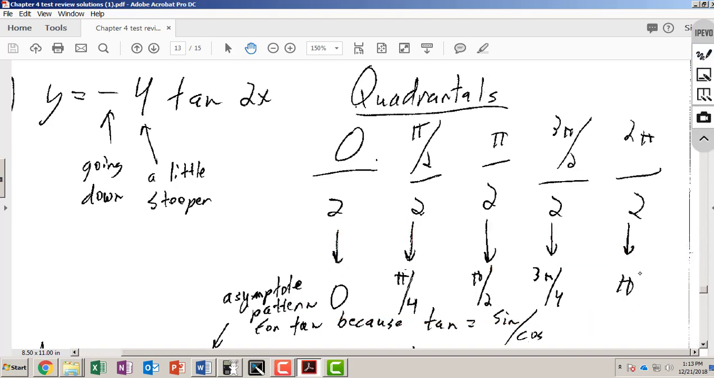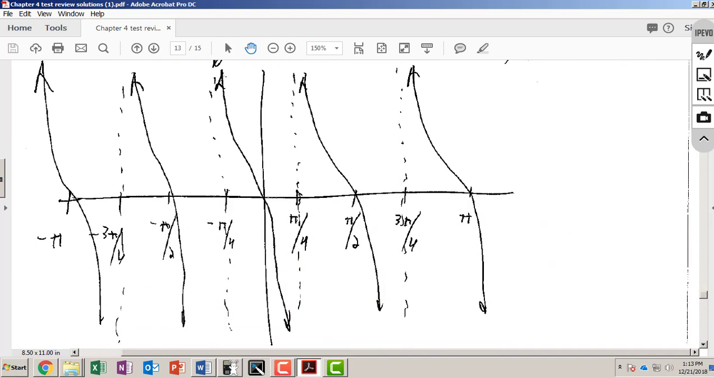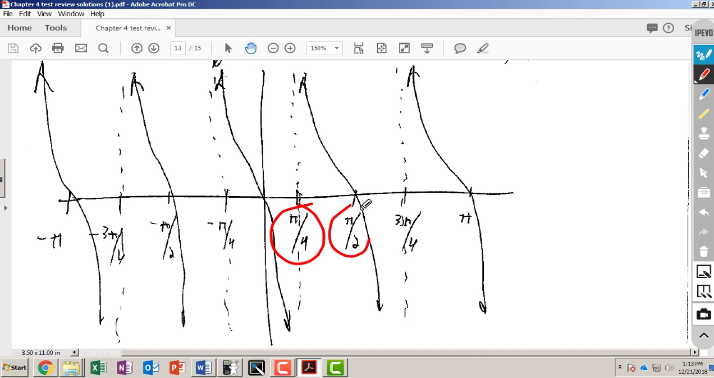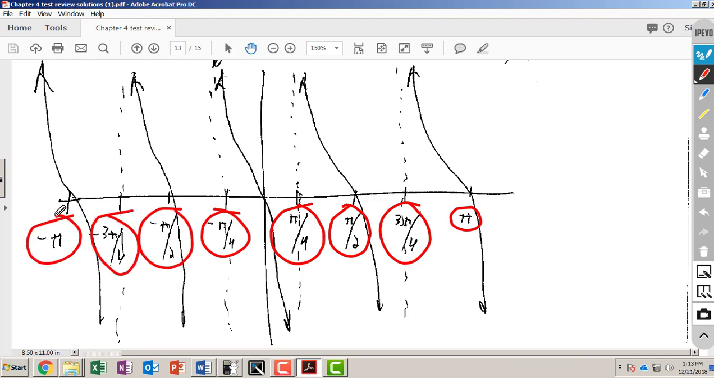So I go ahead and make my graph. Notice on my graph, here are my main points again: pi over 4, pi over 2, 3 pi over 4, and pi. And I put them in as negatives too: negative pi over 4, negative pi over 2, negative 3 pi over 4, and negative pi. And then this right here would be your asymptote. Remember, the pattern is it goes from 0 to an asymptote. So 0, asymptote, 0, asymptote, and so on and so forth.